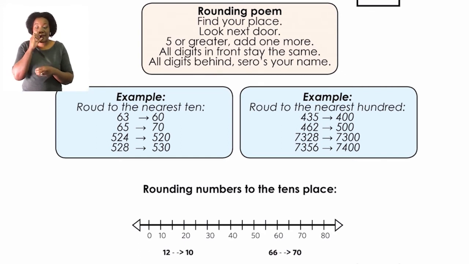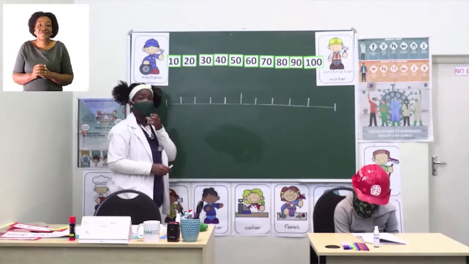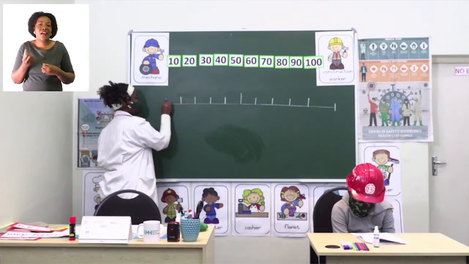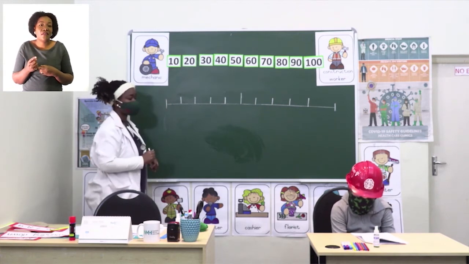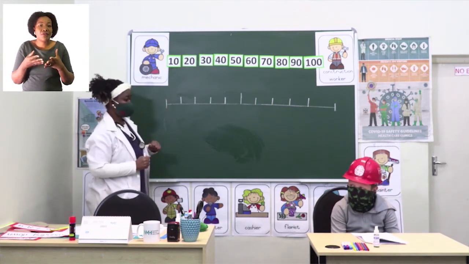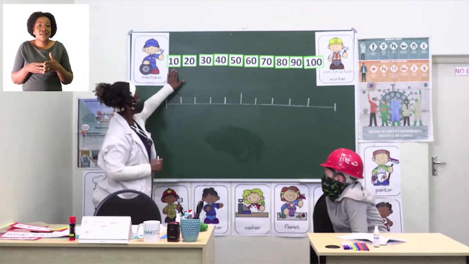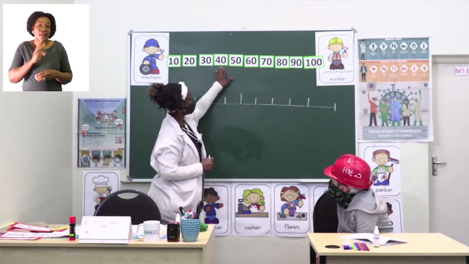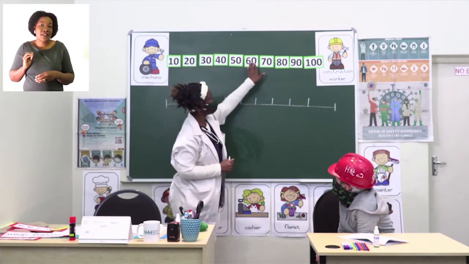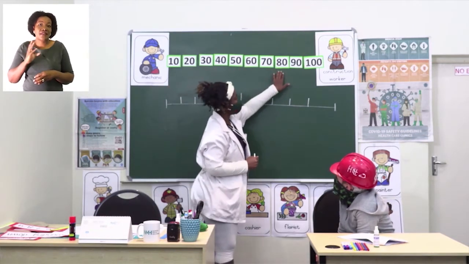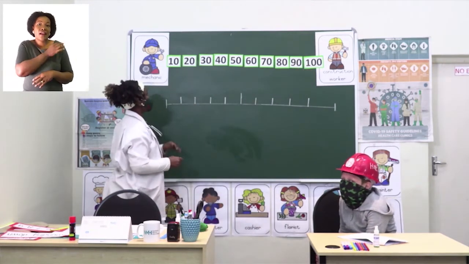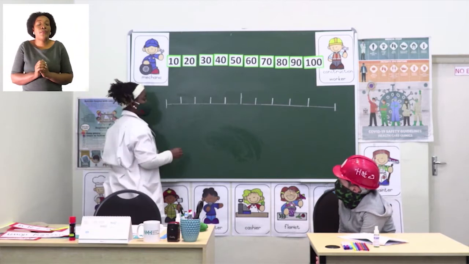Now I would like for you to look on the chalkboard, pardon me. Here on the chalkboard, we have our number line. Before we can actually round off the numbers, we have to count in tens. Let us count together. 10, 20, 30, 40, 50, 60, 70, 80, 90, 100. Because those are the numbers that we have to round off to.